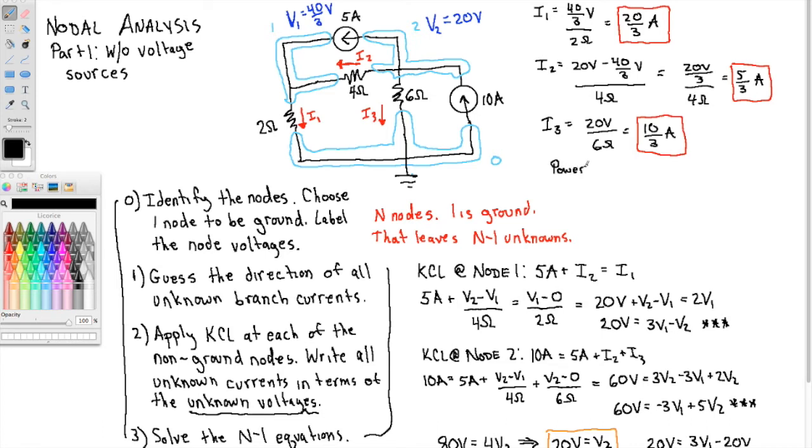the power supplied by the 10 amp source. Okay, power supplied by the 10 amp source. So how many volts do I have across the 10 amp source? Well, V2 is 20, this node is 20 volts, and this guy is 0. So I have 20 volts times the current through the device, which is 10 amps. Okay, so that gives me 200 watts.